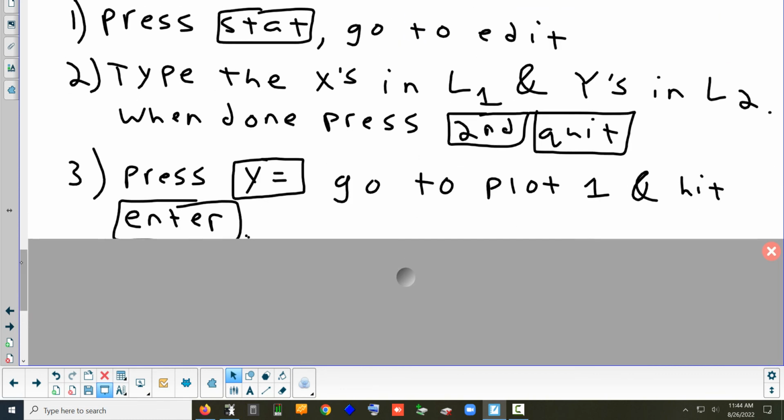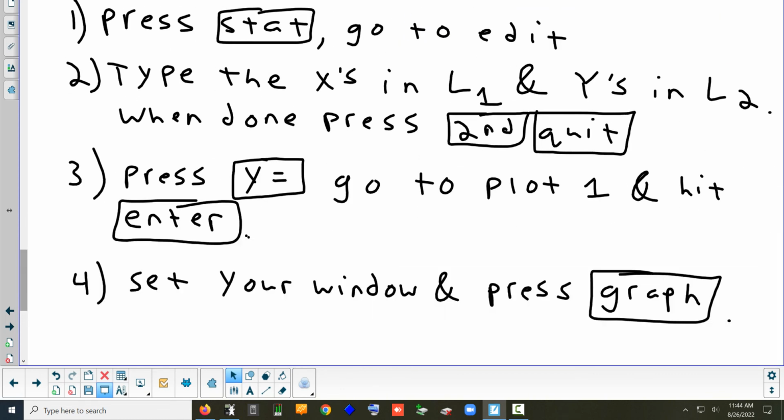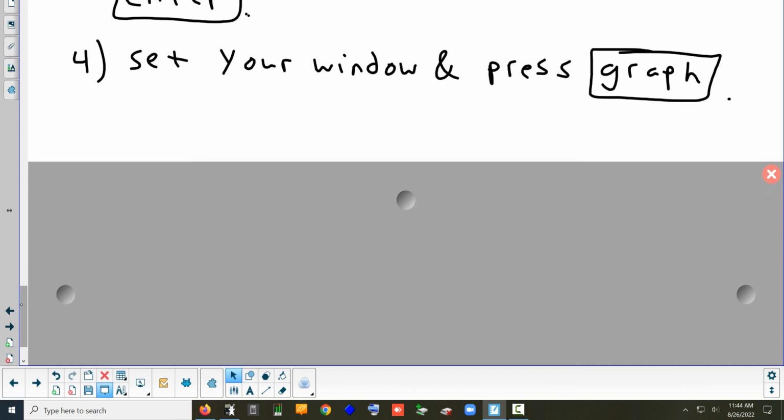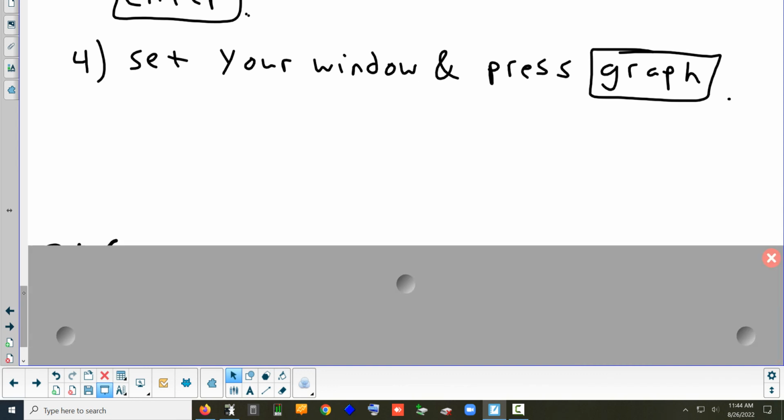I'll put these directions up, so at least they're in the video, so if you need to write them down or take a screenshot of it, they'll be there. But we just went through how to do all this. I think that was it for that.